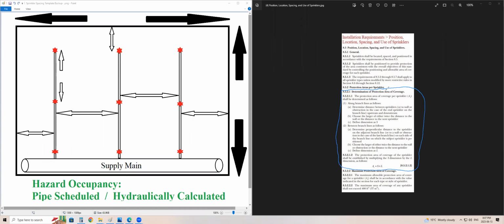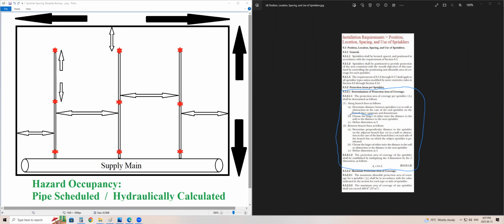The protection area of coverage per sprinkler, AS, shall be determined as follows. Along the branch lines, determine the distance between sprinklers, or to the wall or obstruction in the case of the end sprinkler on the branch line, upstream and downstream. Now this one's important. Choose the larger of either twice the distance to the wall or the distance to the next sprinkler. That's a key thing right there.